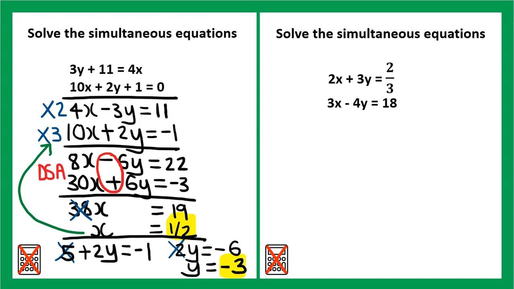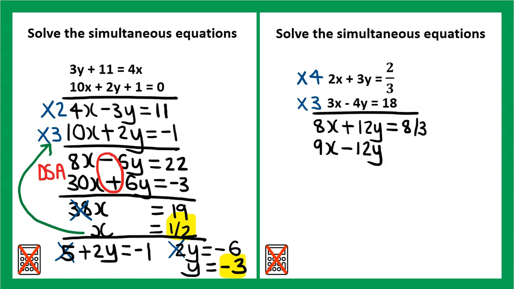For the last question, this doesn't appear very different in terms of the layout or the format of the question, but notice how we have a fraction of 2/3 here. Not a very common fraction to have on a non-calculator paper, which is what makes this one more difficult. The lowest common multiple of 3 and 4 is 12, so I can multiply the top one by 4 and the bottom one by 3 to make 12y in both. 8x plus 12y, and then we're multiplying 2/3 by 4, which is the same as 8/3. The bottom equation would be 9x minus 12y, and 18 times 3 is 54.